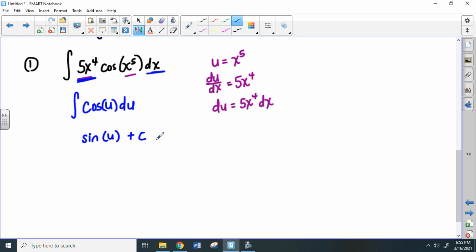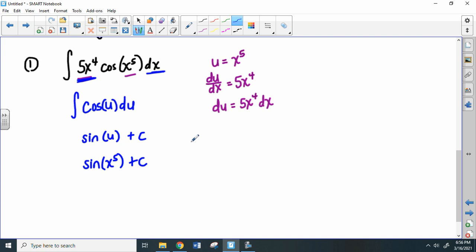But you're not done, because it needs to go back to match the original here, right, with x's. And so then you substitute what u was equal to. That's why it's important to write it off to the side. And so then this becomes sine of x to the 5th plus c.